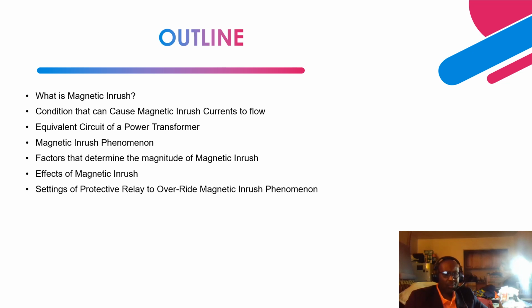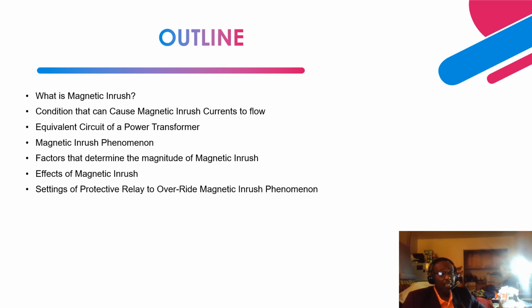Now let's move on to the next slide, and that is the outline for my presentation. The first thing I want to talk about is the phenomenon of magnetic inrush. Next, we'll move on to the conditions that can cause magnetic inrush currents to flow during energization of a power transformer. Next, we'll take a deep dive into the equivalent circuit of a power transformer. Then the phenomenon of a magnetic inrush condition. Then we move on to the factors that determine the magnitude of the magnetic inrush.